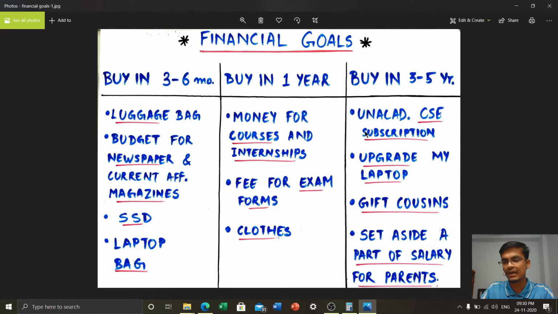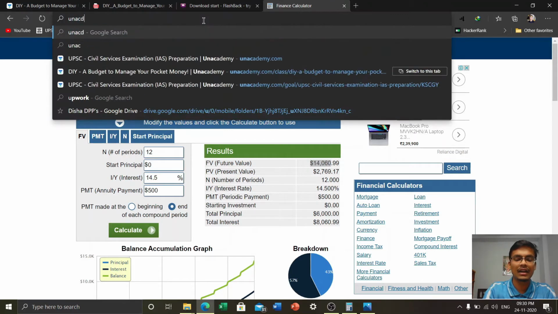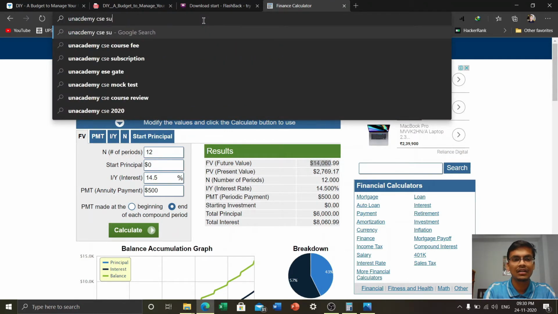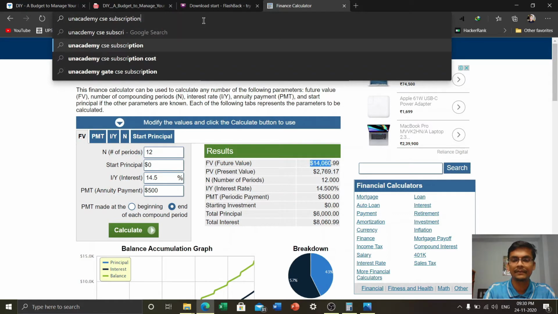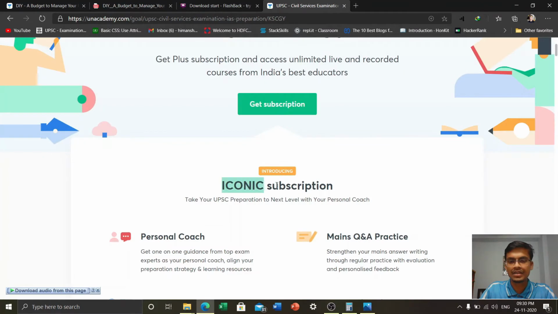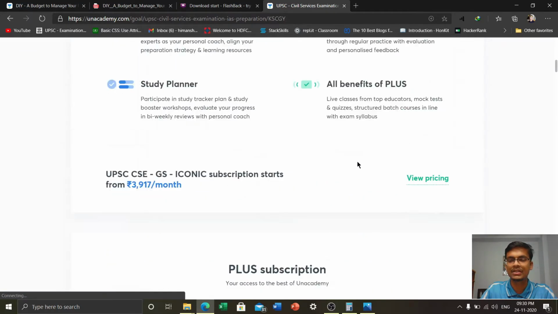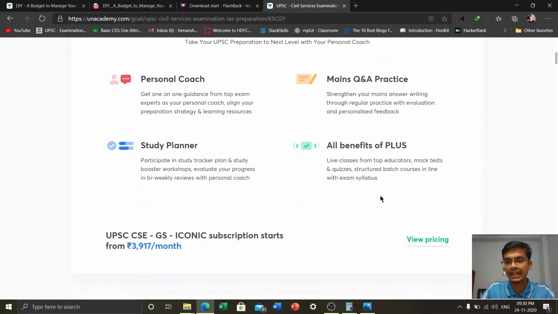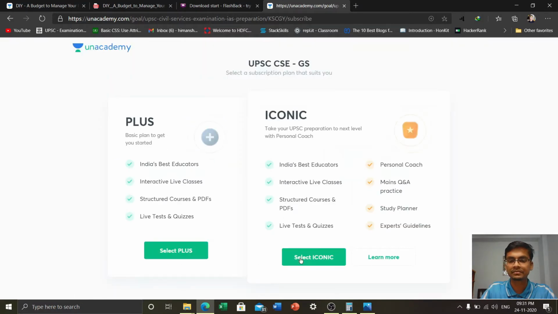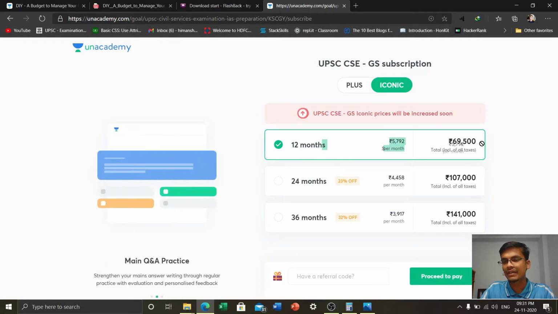The first one was to buy an Unacademy CSE subscription. So let's check the price of the subscription. Unacademy CSE subscription. Yeah, prepare for UPSC. So two kinds of subscriptions. One is Iconic, which offers a personal coach, and one is Plus subscription, which is just a normal subscription for the preparation. Checking the price for the Iconic subscription, select Iconic. So for a year they are costing 69,500 rupees, nearly 70,000 rupees for a year of subscription.